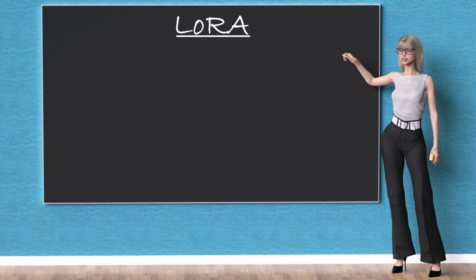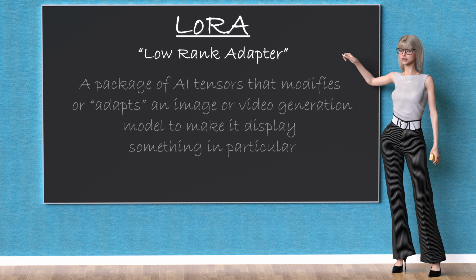So all the buzz in generative image AI is about this word, LoRA. What is it? LoRA is an abbreviation for low rank adapter. It's a bunch of AI tensors or math that modifies or adapts an image or video generation model to make it display something in particular. This could be anything, including an object, a scene, a color, a motion, an action, or a particular face or body feature. So there are many different applications for LoRAs.